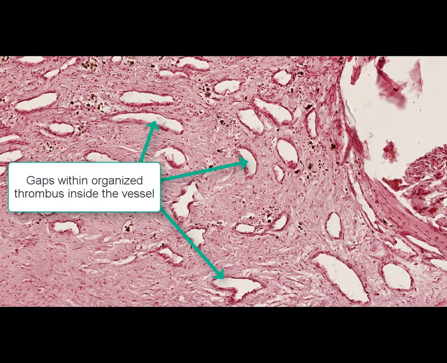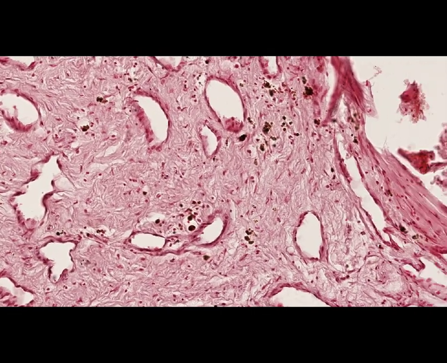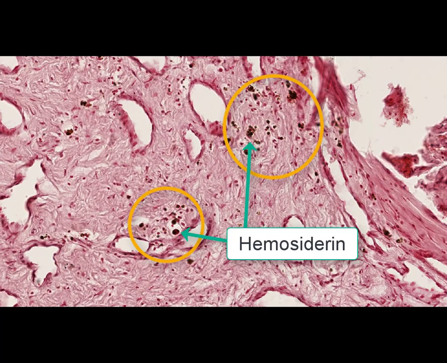Finally, these gaps are lined with endothelium, indicating that the vascularization of the thrombus happens. Also, we can see brown pigment. This brown pigment is hemosiderin, which appeared as a result of red blood cell hemolysis at the time of the formation of thrombus and its subsequent organization.